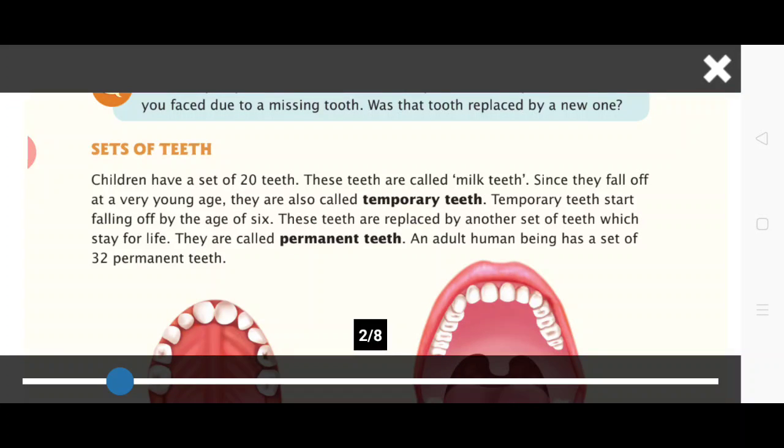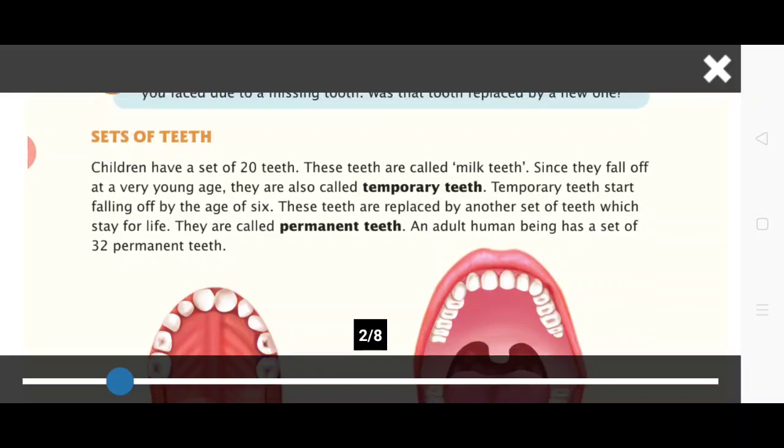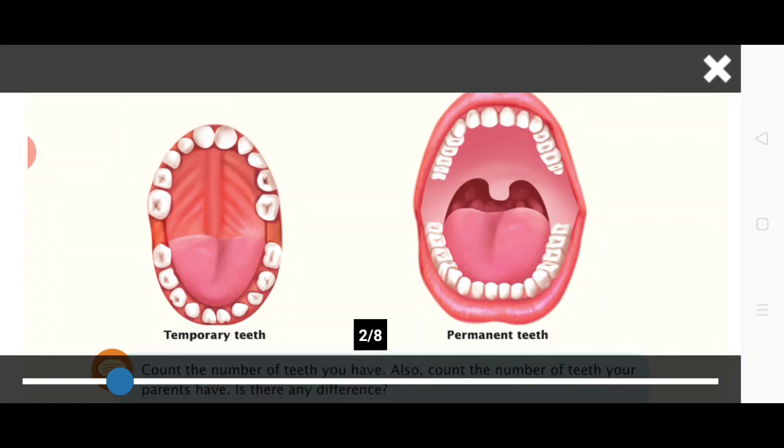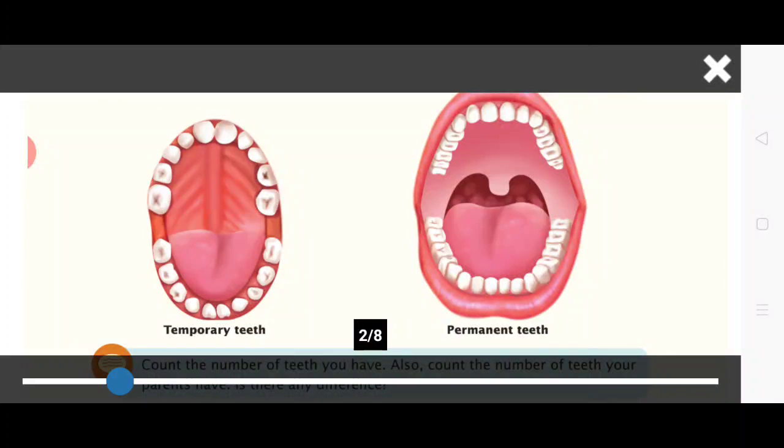Students, when you look at your teeth in the mirror, you will notice that the teeth in your mouth are of different shapes and sizes. We have 4 different types of teeth. Each type of teeth has a different purpose: cut, tear, grind and chew.